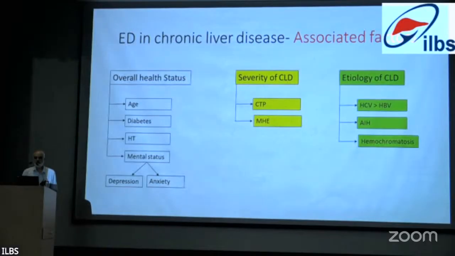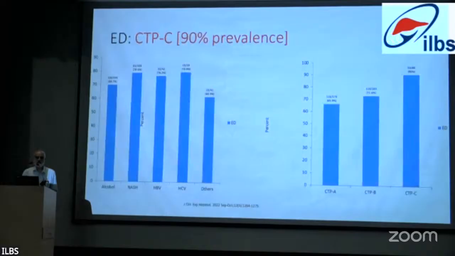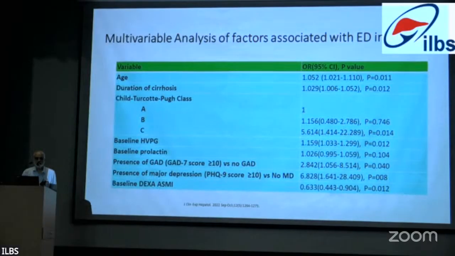Again, about half of the patients, 50% of the patients have anxiety and depression. Now, severity of chronic liver disease. So, in the same study, if CTP-C is there, 90% prevalence is there. CTP-A, about 65%, CTP-B, 72%, and CTP-C, 90%. So, it increases with CTP scores. And multivariable analysis of factors associated with ED showed that age, duration of cirrhosis, CTP status, even baseline HVPG, baseline prolactin, anxiety, depression, and DEXA ASMI. That means skeletal muscle mass is also an important part.